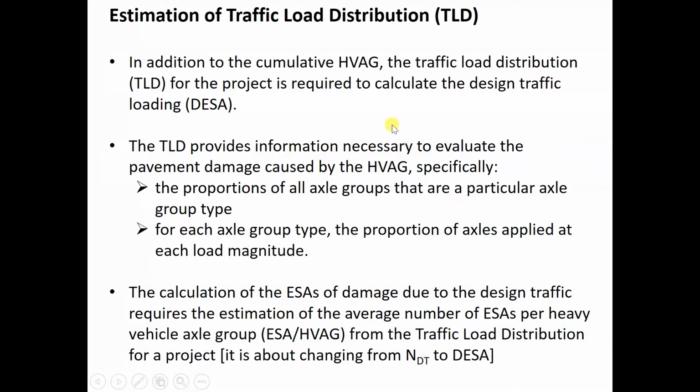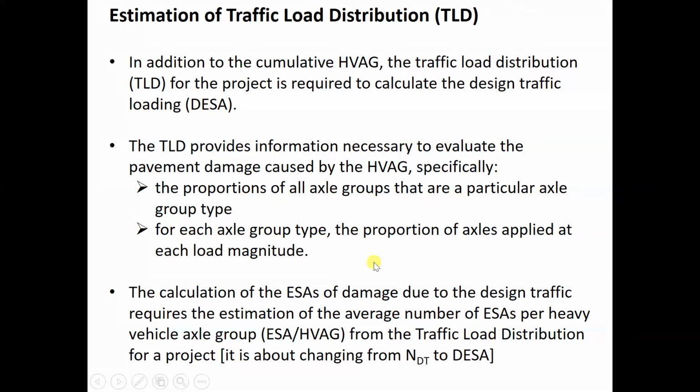So this one, the DESA, the design traffic, is used to evaluate the pavement, specifically the proportion of all axle groups that are a particular axle group type. For each axle group type, the proportion of axles applied at each load magnitude. So we actually find out the average value for the DESA, the equivalent standard axle. We got all sorts of traffic, so we find the average axle.